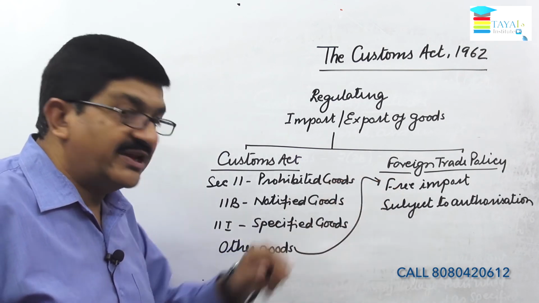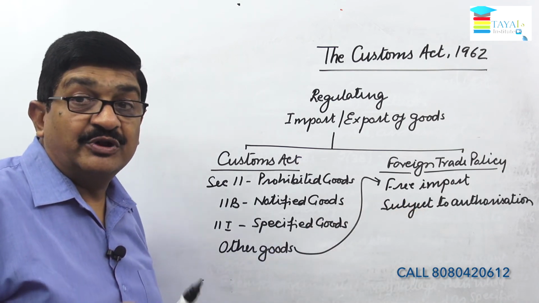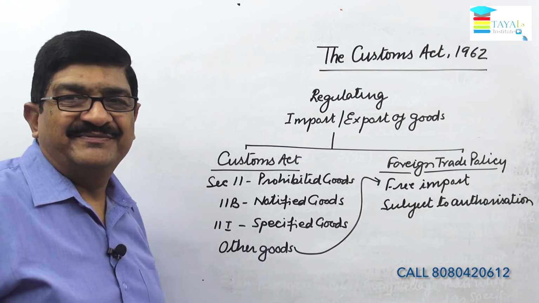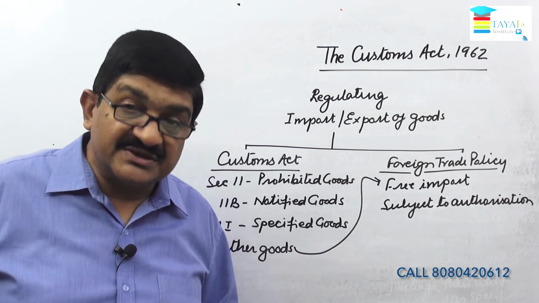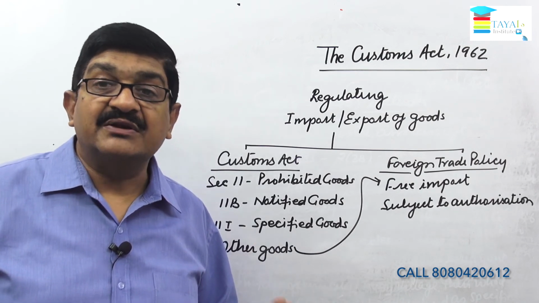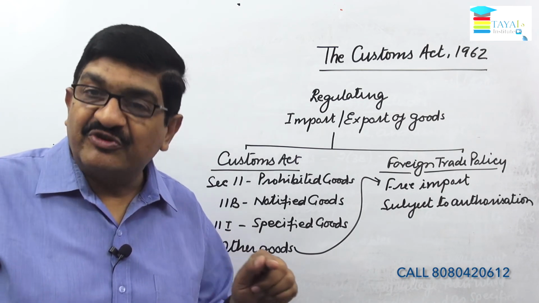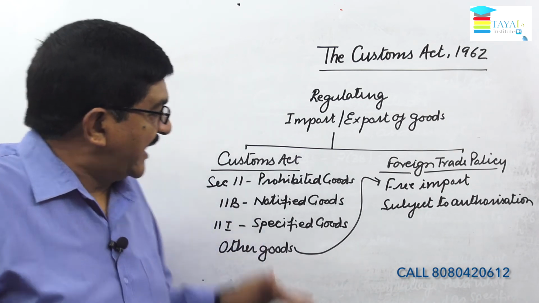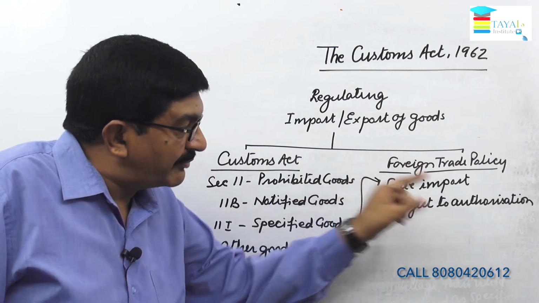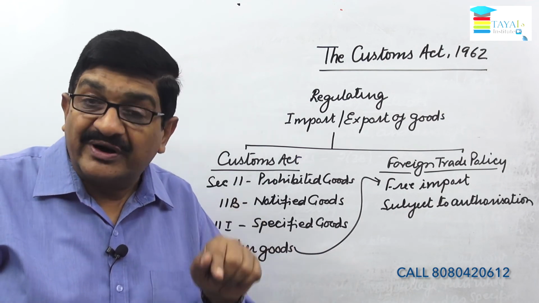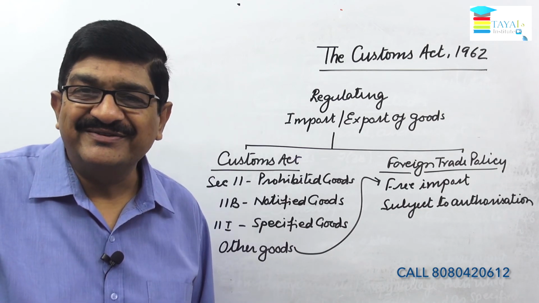So this is one category where the import is free. Another category in that is subject to the authorization. Now authorization is required for different purposes. Say, for example, you want to import second-hand goods. In certain cases that is authorized, in certain cases not authorized. And if those are second-hand refurbished capital goods, then specific conditions are there. As per the Customs Act, those are under this category. But when we go to the foreign trade policy, then we have to see in more detail whether import is free or subject to any condition or subject to any authorization.